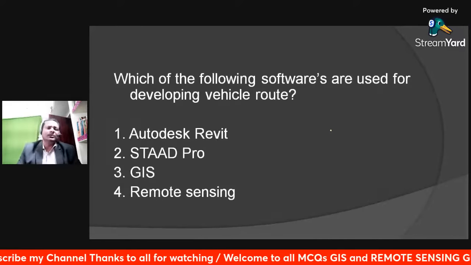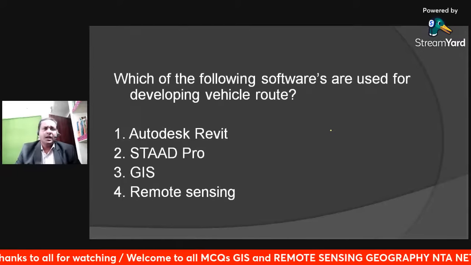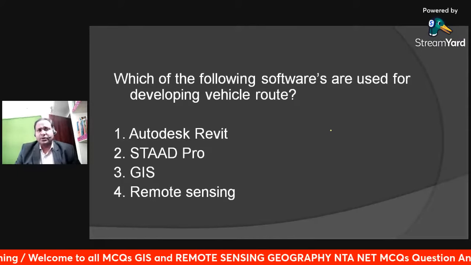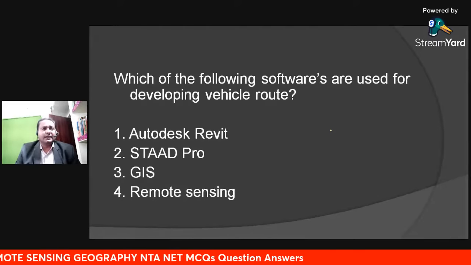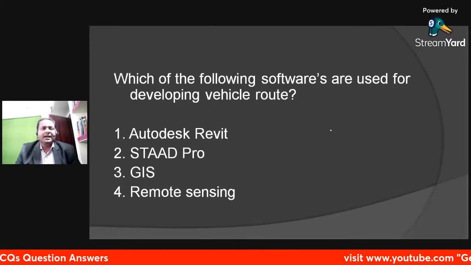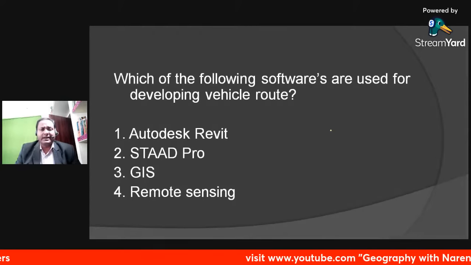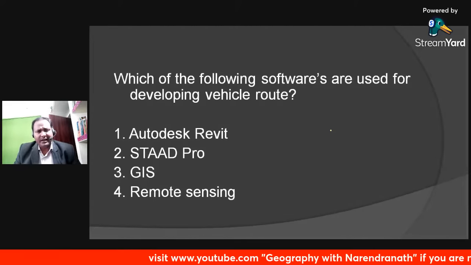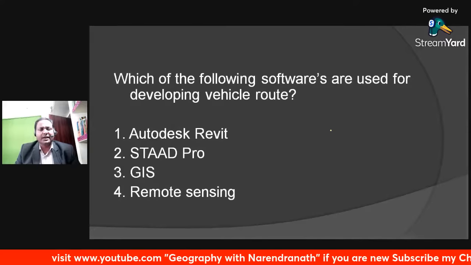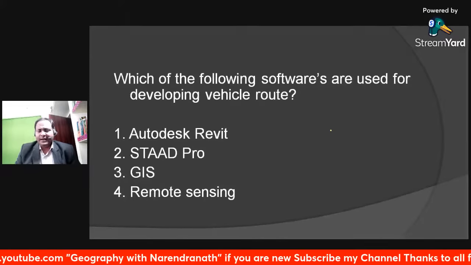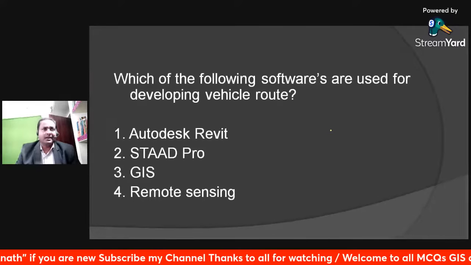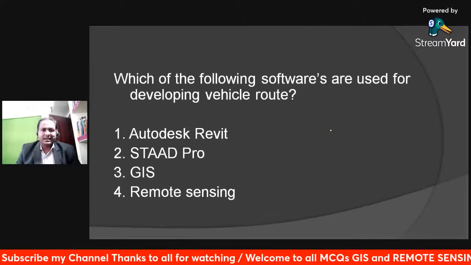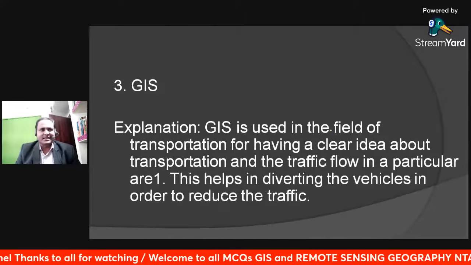And next, another question is very important. Which of the following software is used for developing vehicle routes? Basically, it is very important. The options are Autodesk Revit, STAAD Pro, GIS, and remote sensing. When you give your NTA NET exam, you must read the question carefully, two times. This question is: which of the following software is used for developing vehicle routes? So definitely GIS is the correct answer.